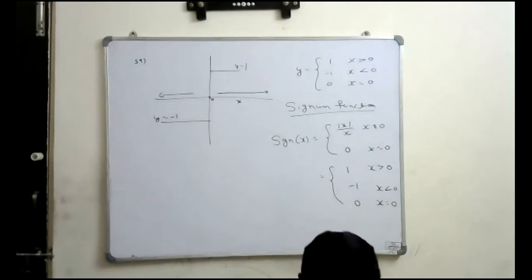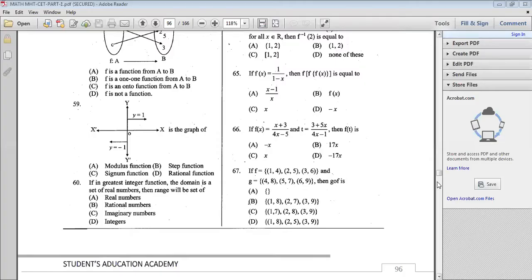Next, look at the next problem. Observe the 60th problem. If in the greatest integer function the domain is the set of real numbers, what will the range be? The range of the greatest integer function is the set of integers, because that function always gives an integer. That's why the range is integers. That is the fourth option.